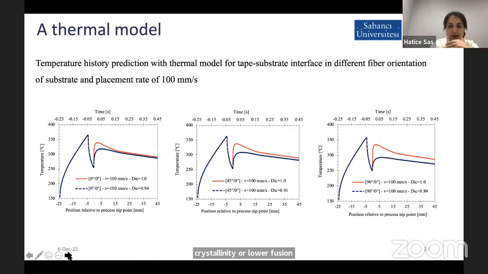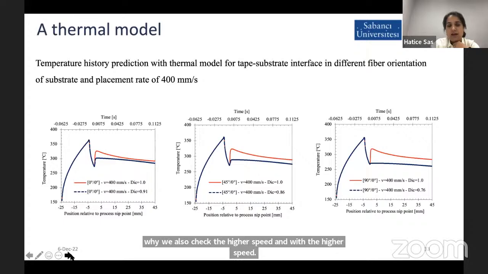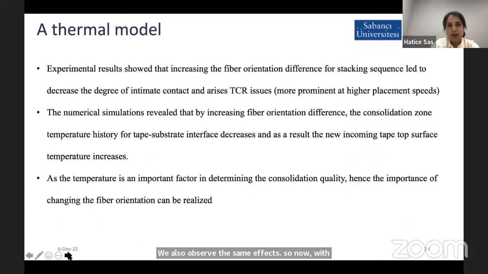with this experimental data. Also, we want things to be performed in a very fast manner. That's why we also check the higher speed, and with the higher speed, we also observe the same effect. So now with this thermal model, we show the importance of the thermal contact resistance, and we experimentally validated our tapes, and also we link our values with the degree of crystallinity, and we have matching results. And currently this study is now leading to characterization of the numerical modeling with the experimental validation for the bonding strength for the AFP fabricated composites.